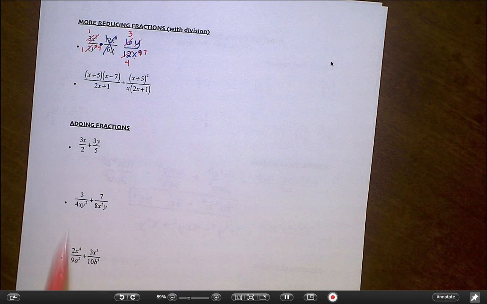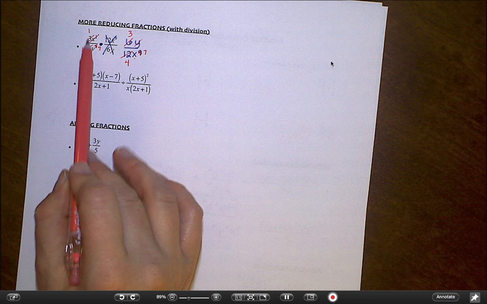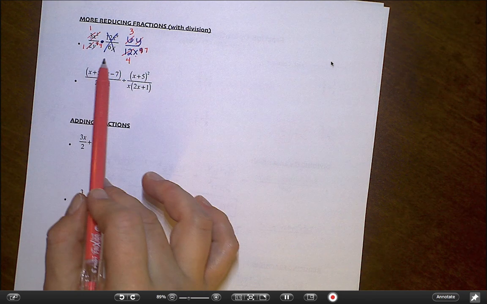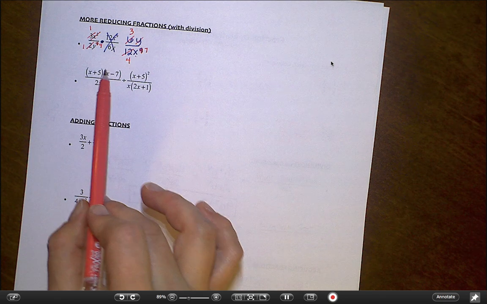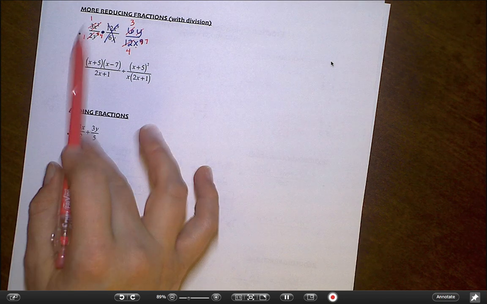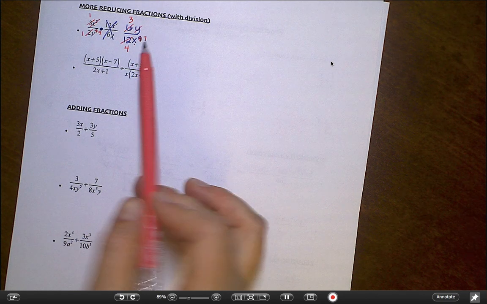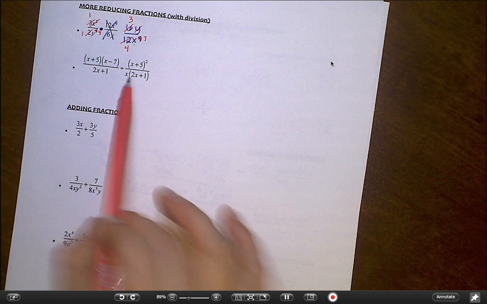Now the one I always forget to check is up and down. I have a 1 and a 1, so nothing happens there. I mean, I guess it would if it was something other than a 1, but those two things are going to cancel each other essentially. And then 3 over 4 doesn't reduce any farther. And I don't see any x's and y's top and bottom that are left.